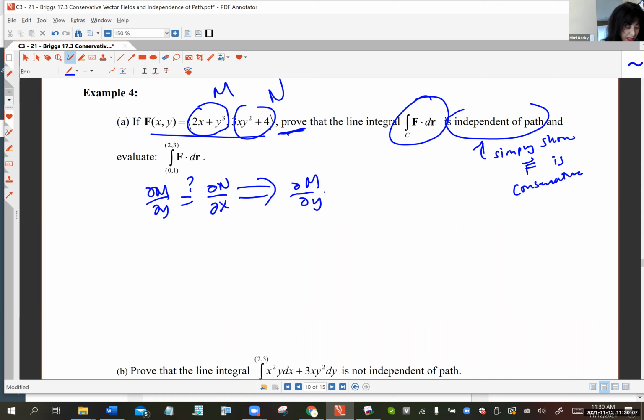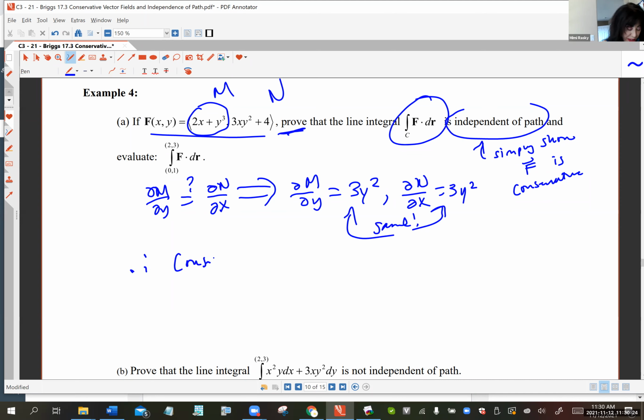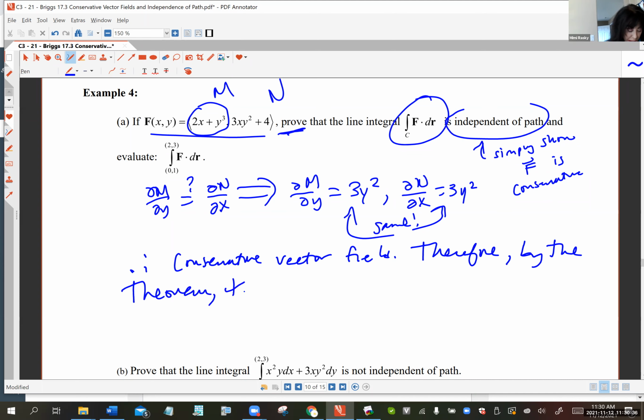dM/dy looks like it's 3y squared. dN/dx looks like, oh my, that's 3y squared also. They're the same. So therefore, conservative vector field. And therefore, by the theorem that we just learned, the line integral is independent of path.